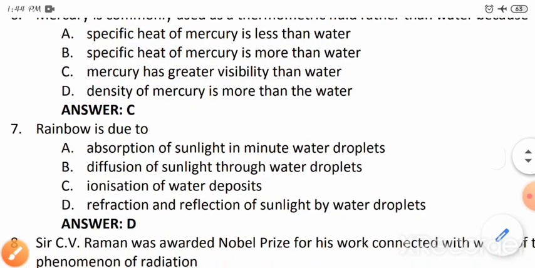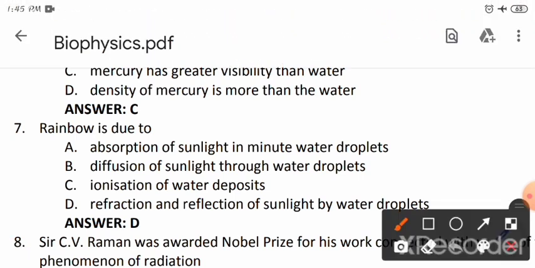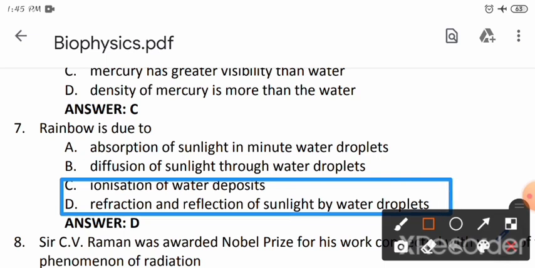Now the question number 7. Rainbow is due to, option A, absorption of sunlight in minute water droplets. Option B, diffusion of sunlight through water droplets. Option C, ionization of water deposits. Option D, refraction and reflection of sunlight by water droplets. Rainbow is due to option number D, refraction and reflection of the sunlight by the water droplets. That's why option number D should be the correct answer.